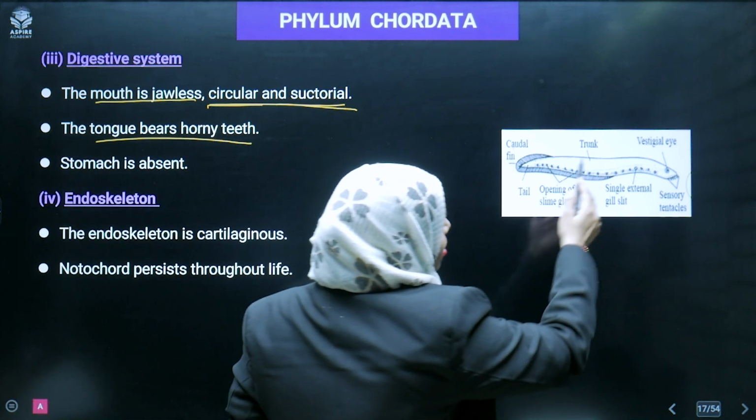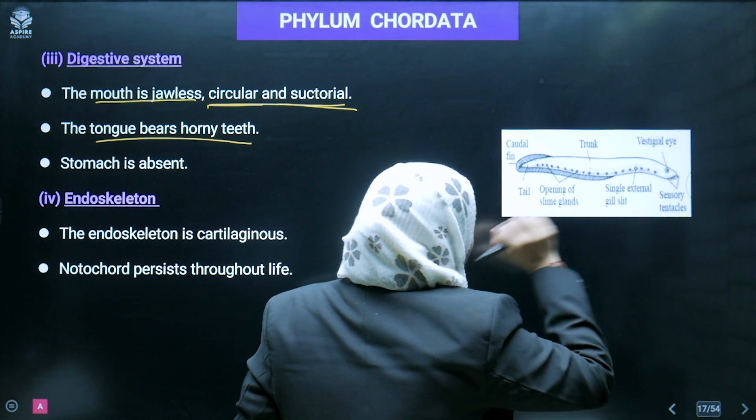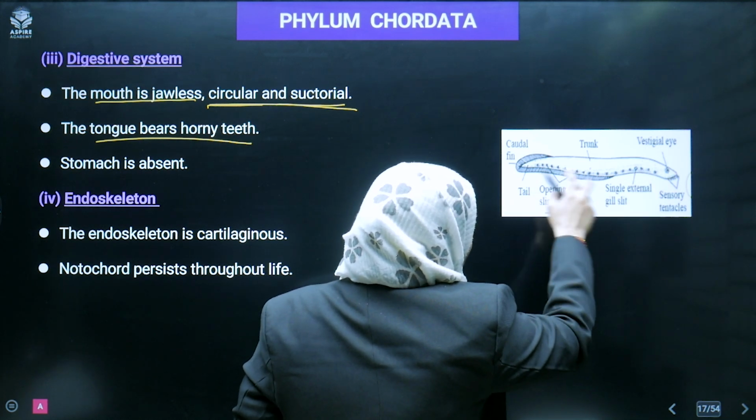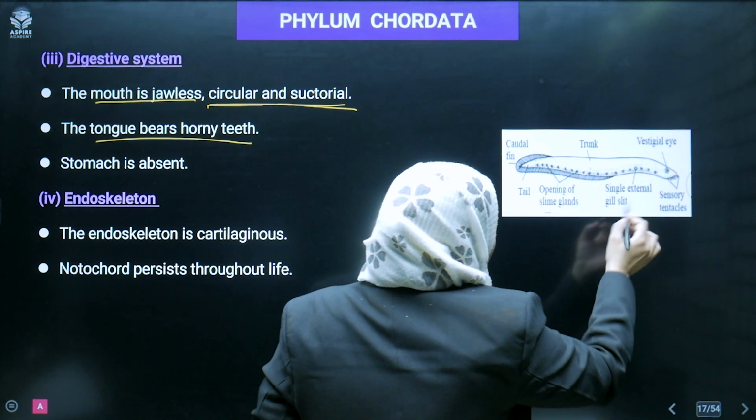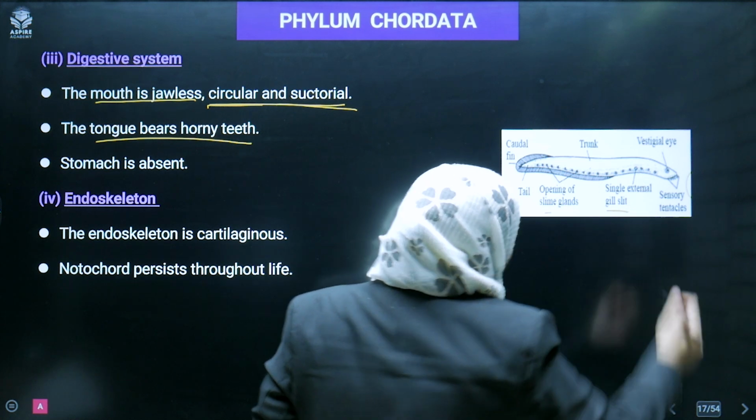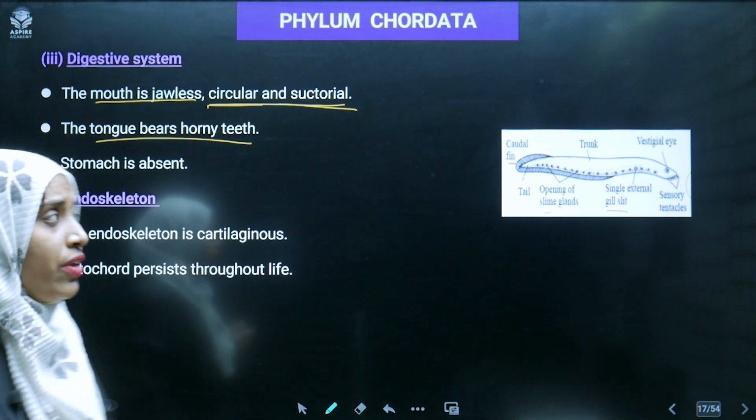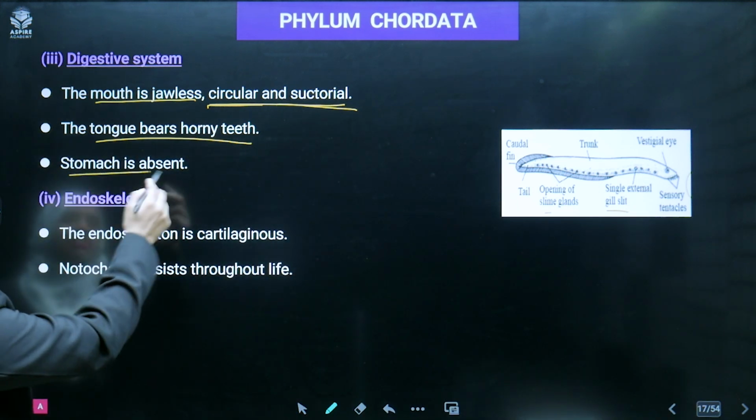Caudal fin again there. This is the trunk region. Vestigial eye. Opening of slime gland is visible. A single external gill slit is there, and sensory tentacles. Now stomach is absent.